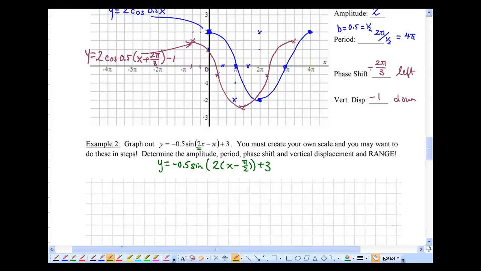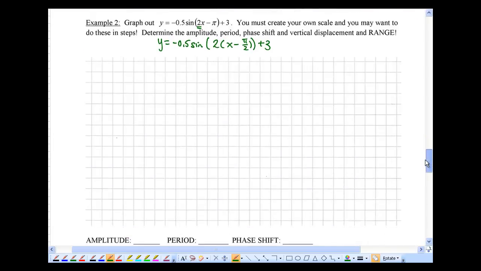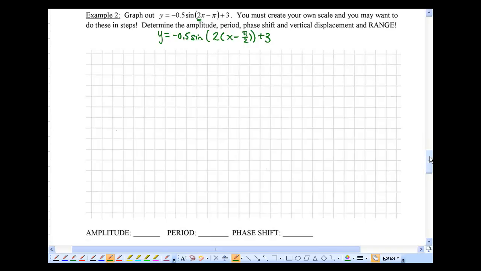This now helps, because it's very easy for me to determine all that stuff about the amplitude, period, phase shift, vertical displacement. And there's that negative in front too. Oh man, some reflection thingamabobber too. Oh boy. Okay, I guess before I let you get started on this, let me at least help you create the scale. Okay?